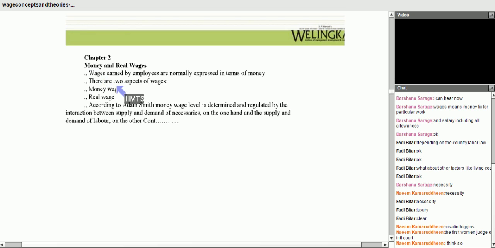Now comes a new thing, that is money and real wages. So money wages means the money that we get, the wages that we get in terms of money, hardcore cash. That is the money wages. And what is real wages? Real wages is something beyond money wages. Does anyone have any idea about real wages?